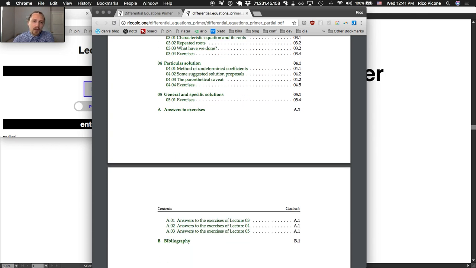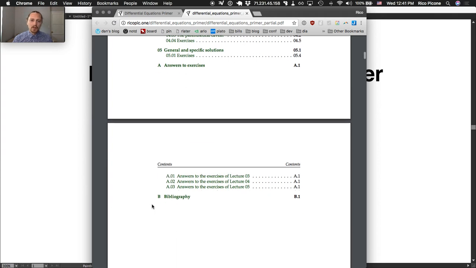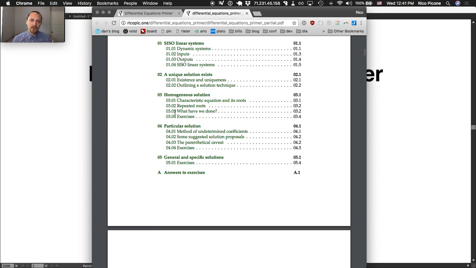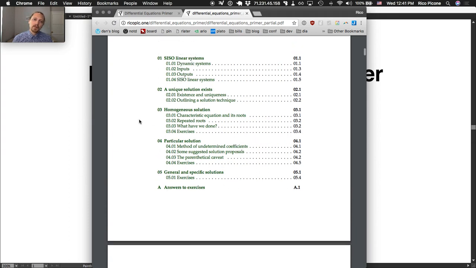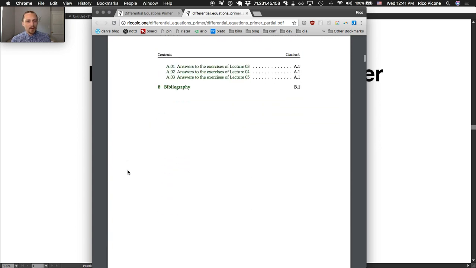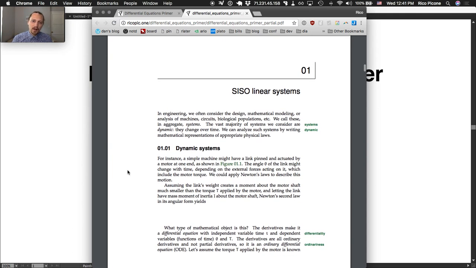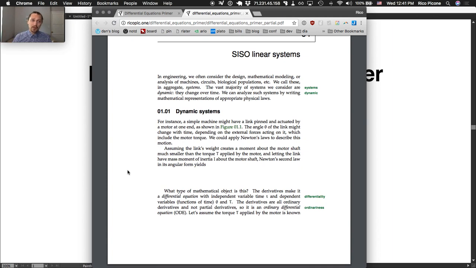There will be exercises at the end of each of these sections, each of these lectures that I'll give. Once we start actually solving problems, there will be problems, and there are also answers at the end. So it's a nice little text. I think it's like 25 pages or something, so not too bad. And we're just going to work straight through it in the course.